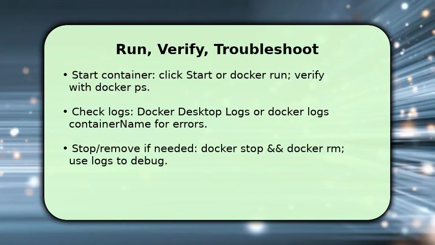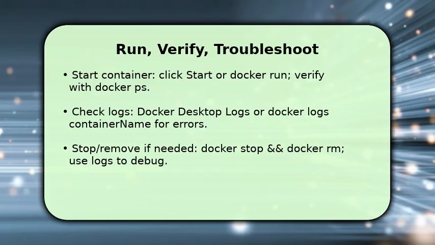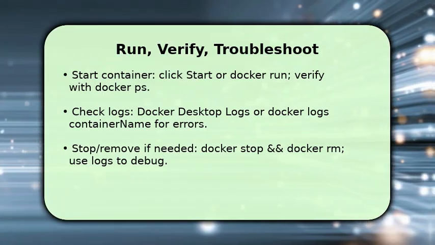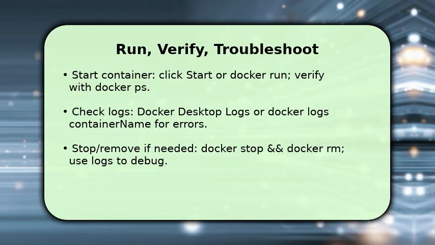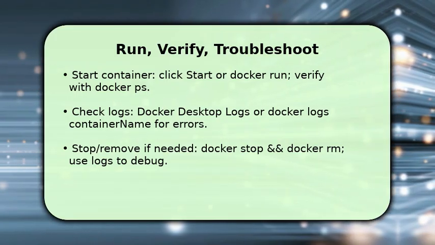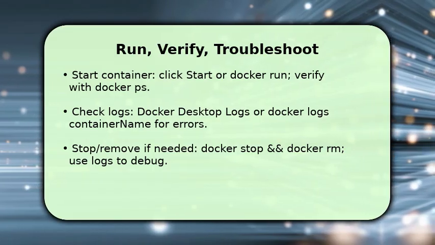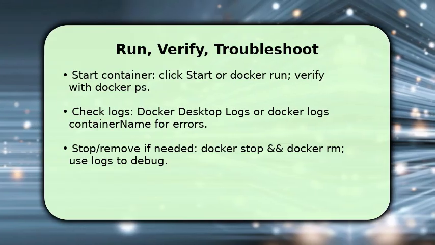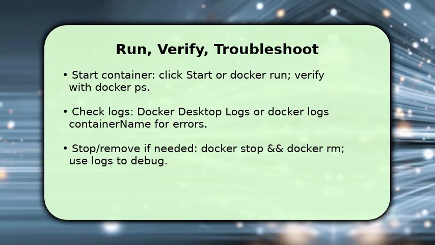Now start the container and confirm it's running. Use the desktop start button or run docker run with your configured flags, then docker ps to verify status. To check behavior, open Docker Desktop logs or run docker logs container name to see startup output. This tells you if ports bound correctly or if env vars are missing.